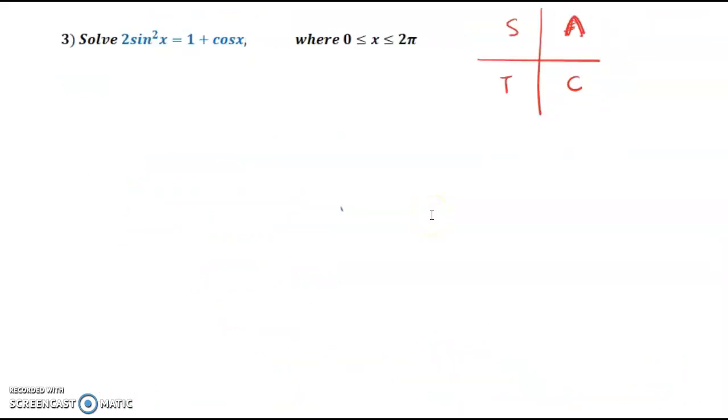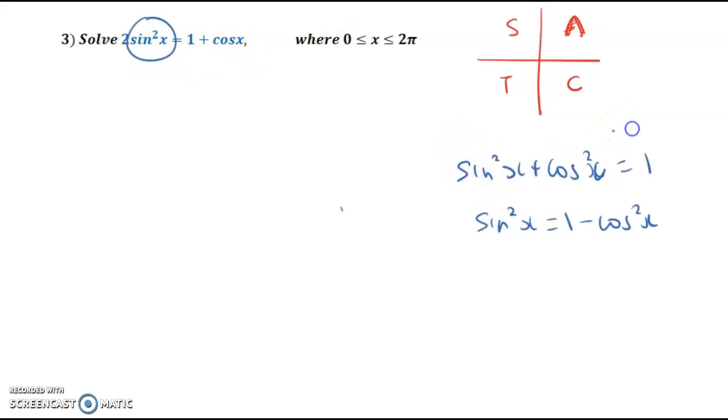Example 3 now. 2 sine squared x is equal to 1 plus cos x. Now, what's happening here is I have two functions. However, there is a connection between sine squared x and cos x. I know that sine squared x plus cos squared x is equal to 1. Another way that could be written is I could say sine squared x is equal to 1 minus cos squared x. So I could substitute that for here.